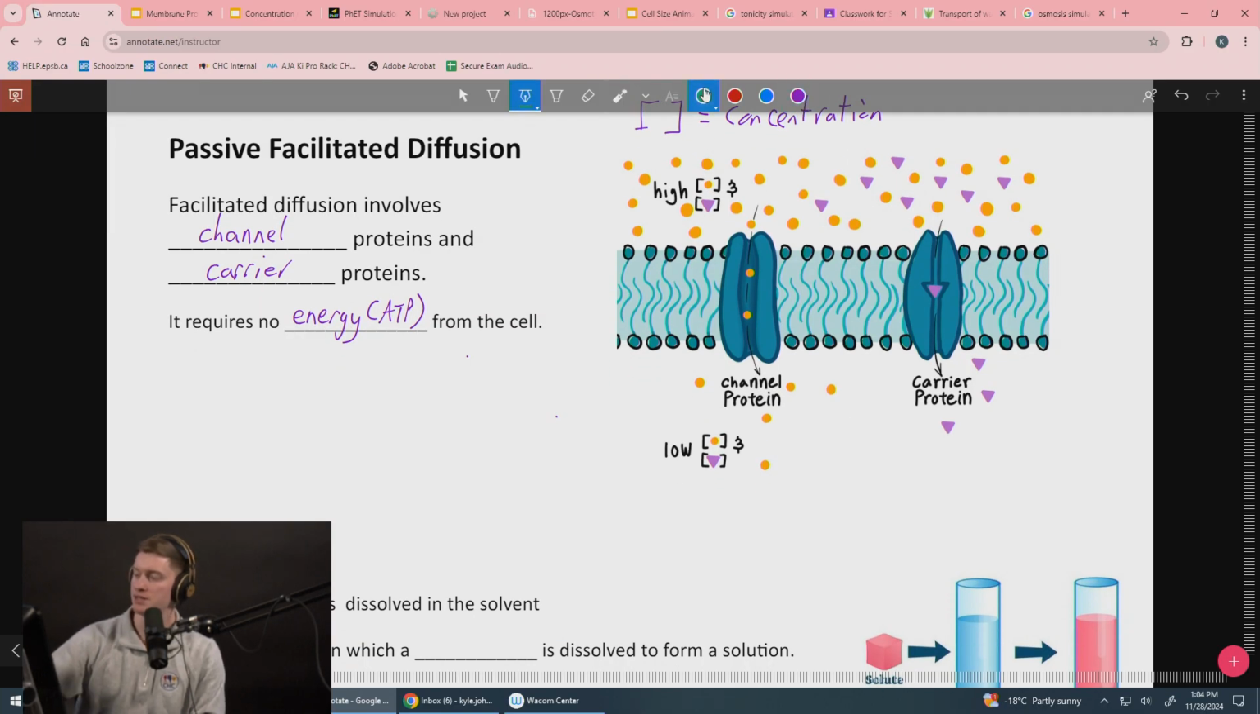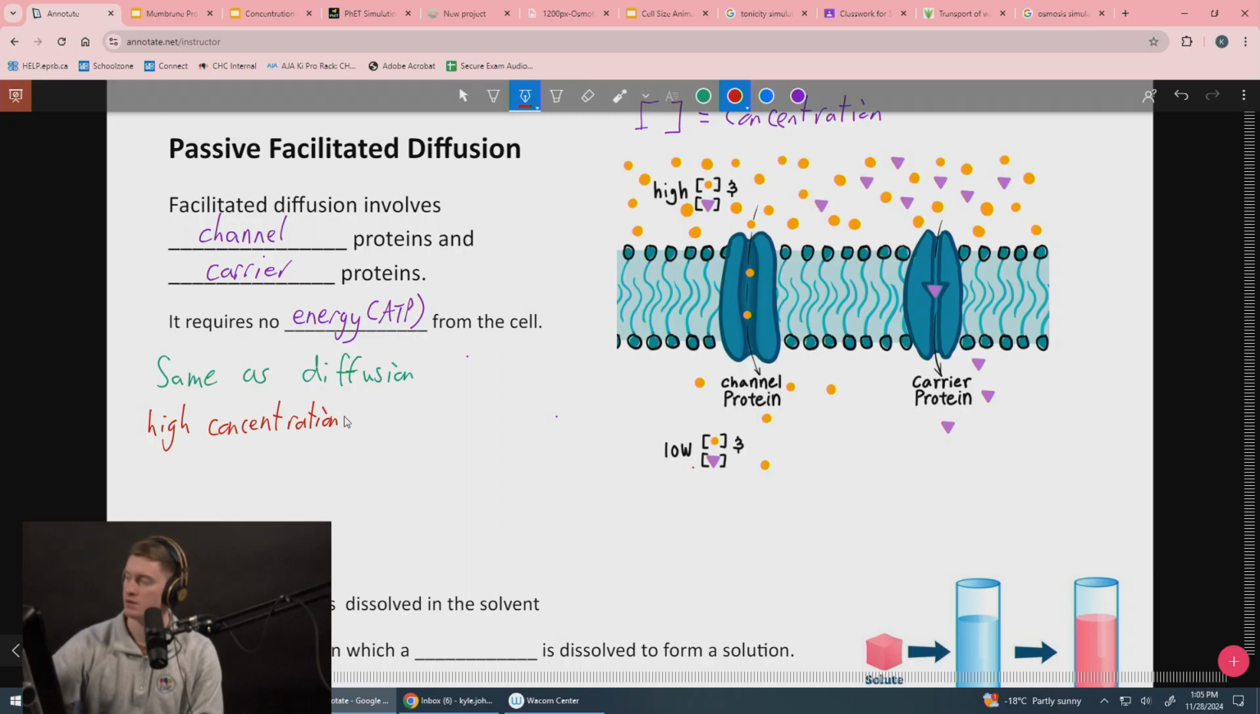So I'm just going to write here, this is the same as diffusion, where you go from high concentration to low concentration. The only difference is that a protein provides the pathway.